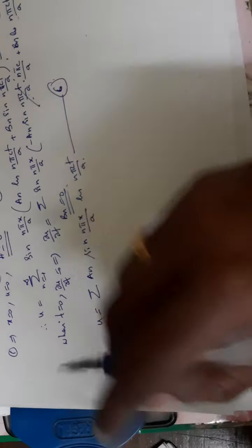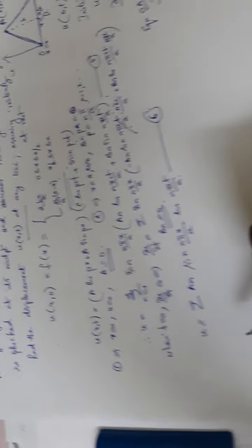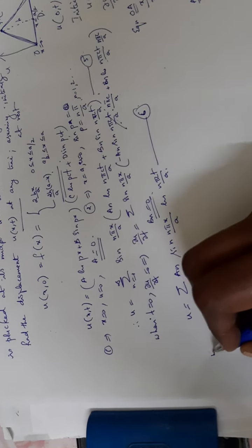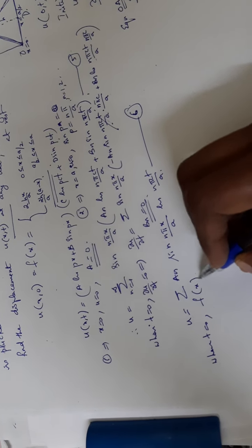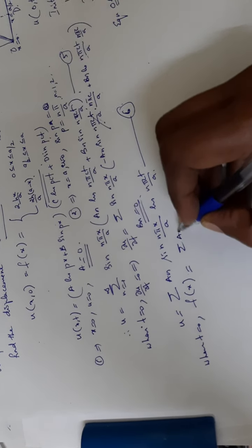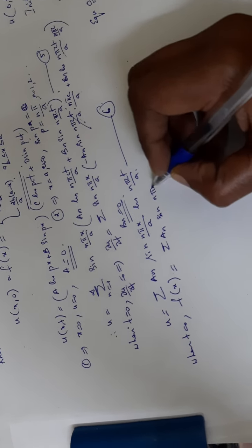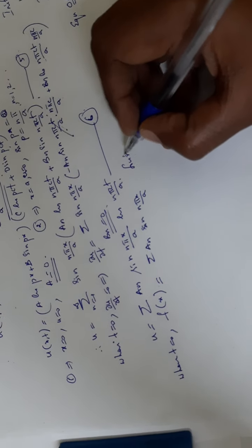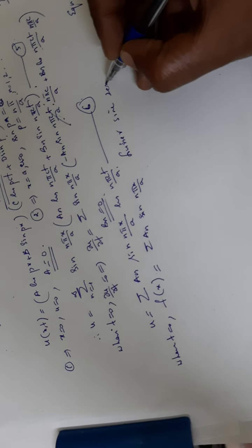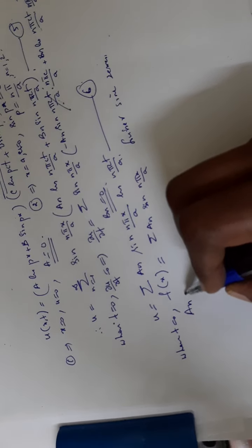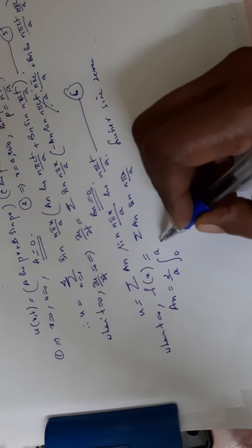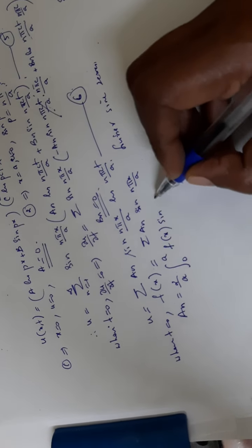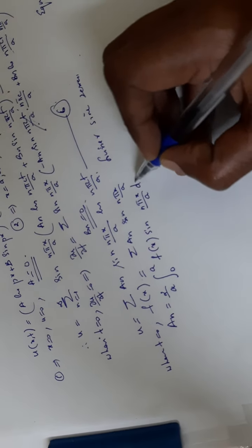Next, one more condition. This one, u of x, 0 equals f of x. That means when t is 0, f of x is equal to the sum of a_n sin n pi x by a. This is a Fourier sine series. So what is the coefficient a_n? a_n is 2 by L, where L is a, integral 0 to a, f of x into sin n pi x by a dx.